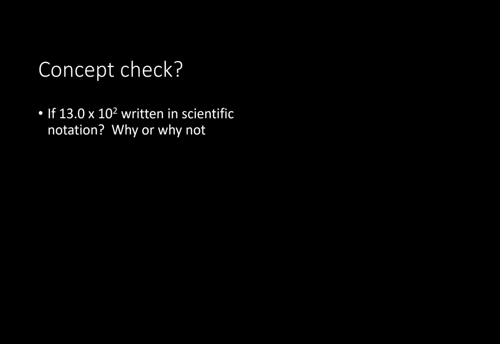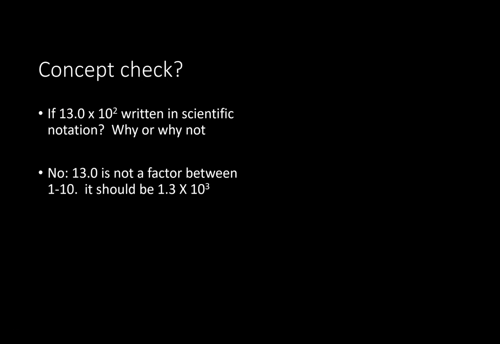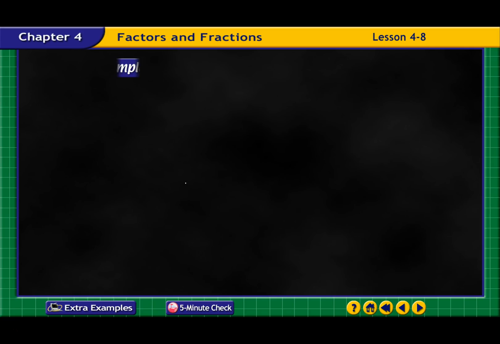Try this. Go. All right, one of the parts of the concept we just wrote down was the number here has to be between 1 and 10. This is not between 1 and 10, therefore it is not in scientific notation. We'd actually have to move it over 1. So this would have to go over 1 place, so therefore it would be 1.3 times 10 to the third instead of 10 to the second.